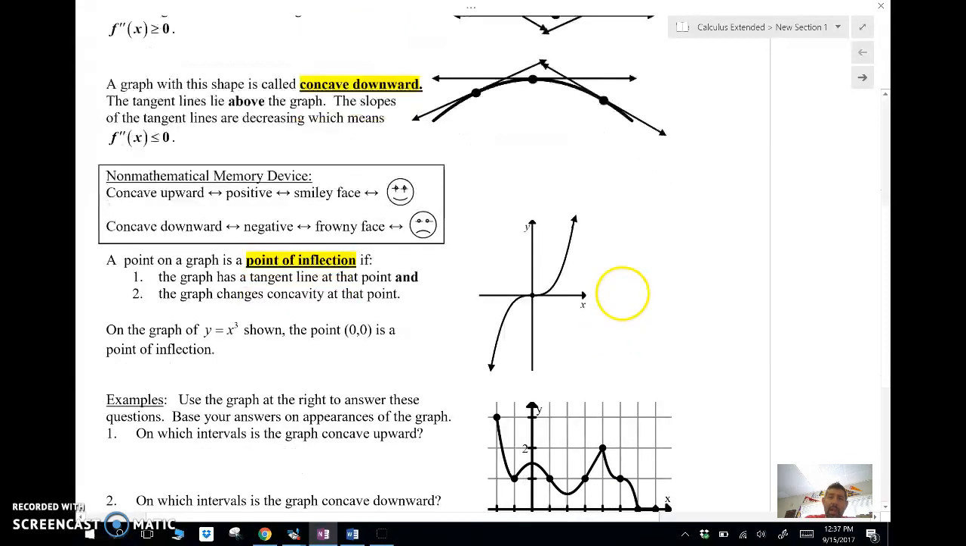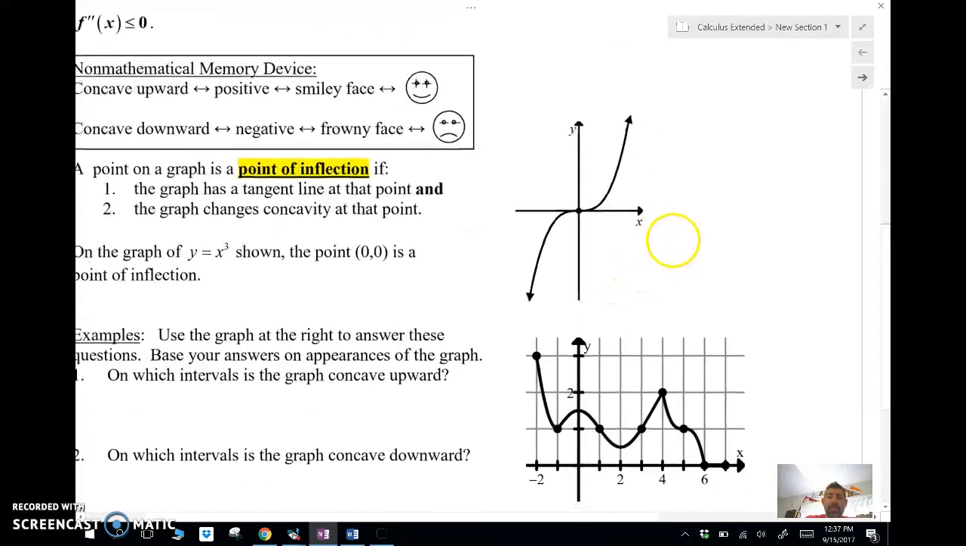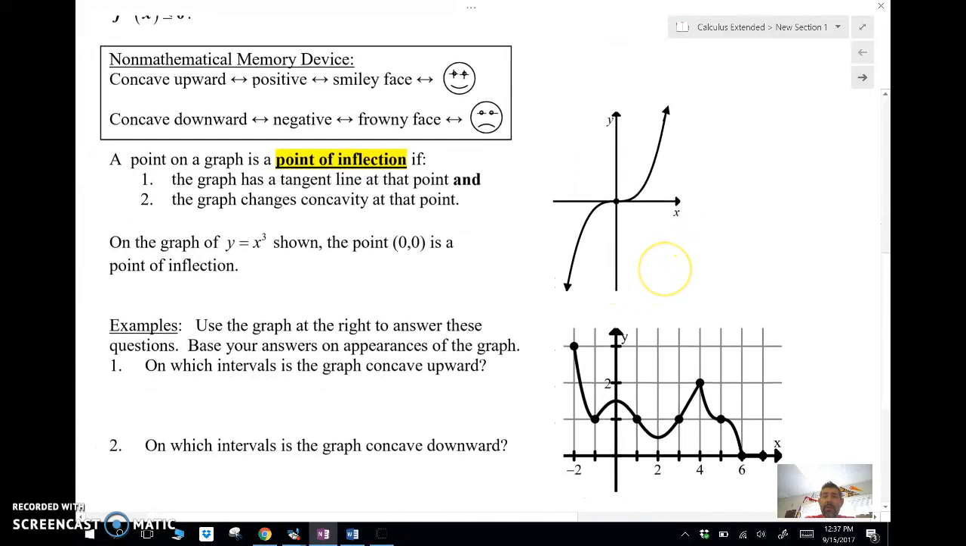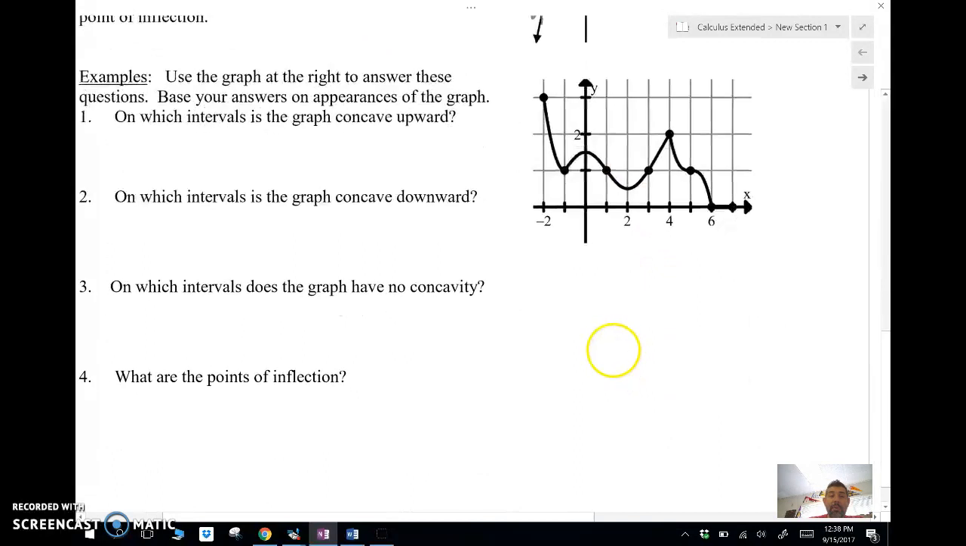So how do we know where a graph changes from concave down to concave up, or concave up to concave down? Well, things change concavity at what we call the point of inflection. At the point of inflection, the graph does have a tangent line, and the graph changes its concavity. On the graph of x cubed, as shown here, the point (0, 0) is a point of inflection because it changes from concave down to concave up. There's the point of inflection right there. All right, so let's take a look at an example.